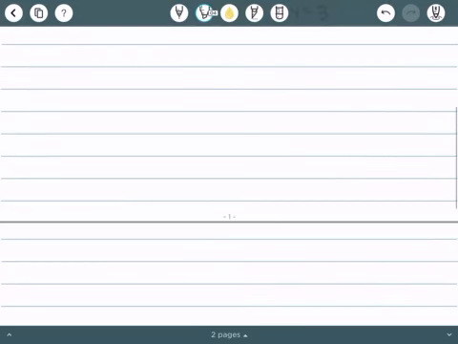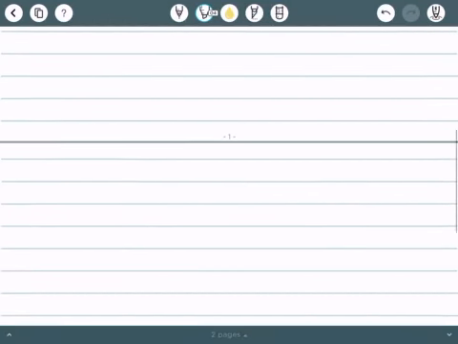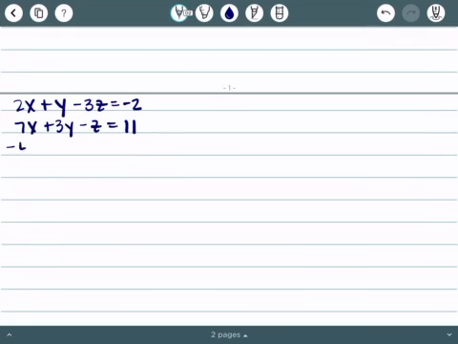Okay, so let's do our second example. Our second example is 2x plus y minus 3z equals negative 2, 7x plus 3y minus z equals 11, and negative 4x minus 2y plus 6z equals 4.